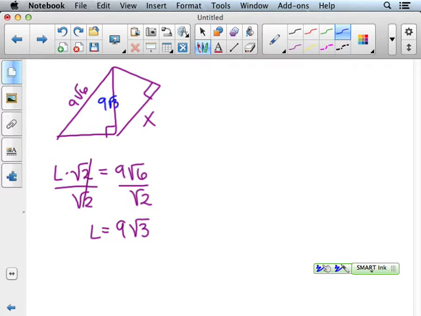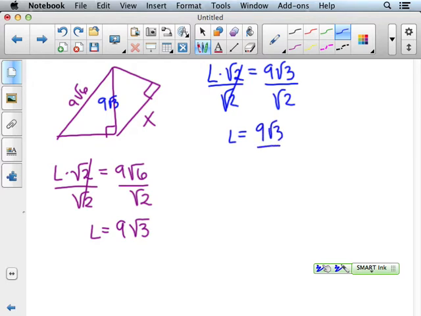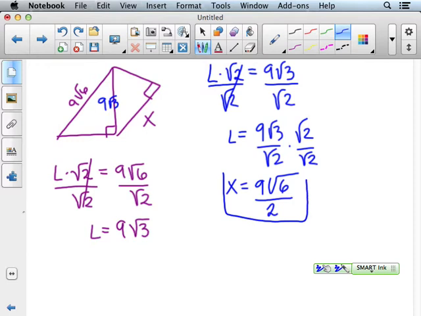Well, again, I know that this is now the hypotenuse. So hypotenuse equals leg times square root 2. So now I say leg times square root 2 equals 9 square root 3. I'm going to divide by square root 2. These cancel. So I have 9 square root 3 over square root 2. I'm going to rationalize my denominator. So we get 9 square root 6 over 2. Square root 2 times square root 2 is just 2. And that's my leg, which in this case is x. So that's our final answer there.